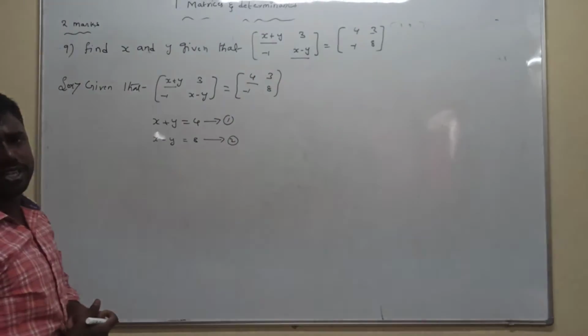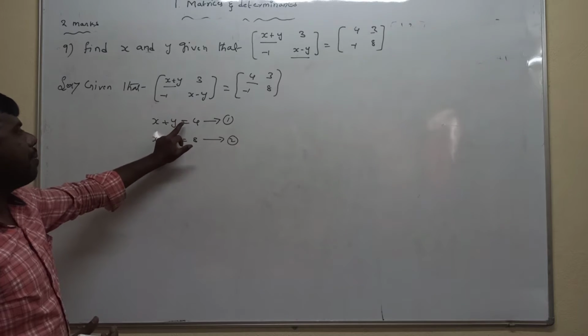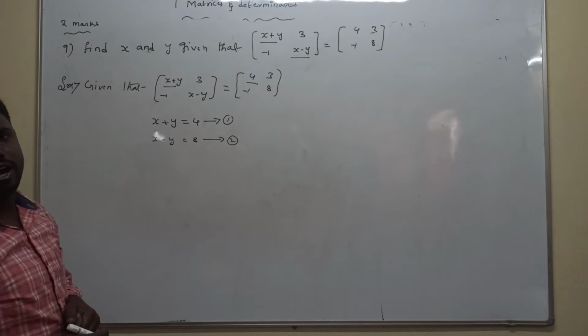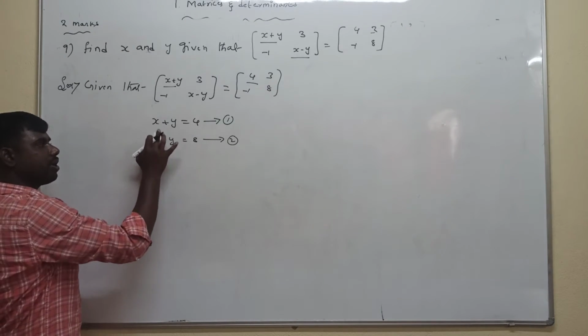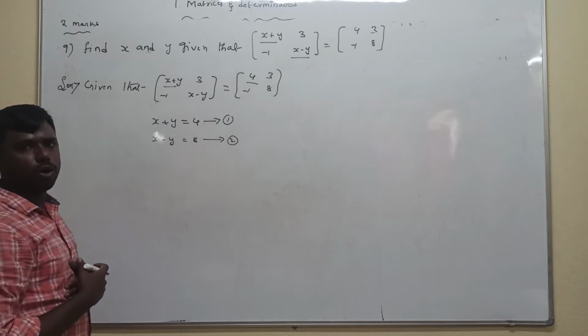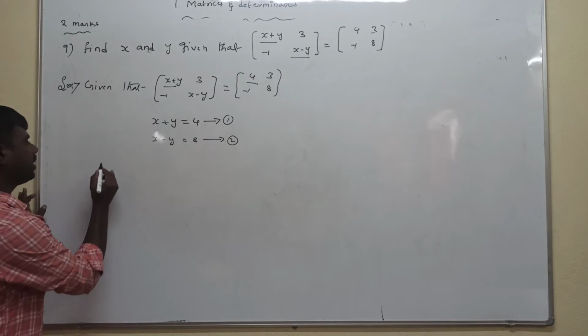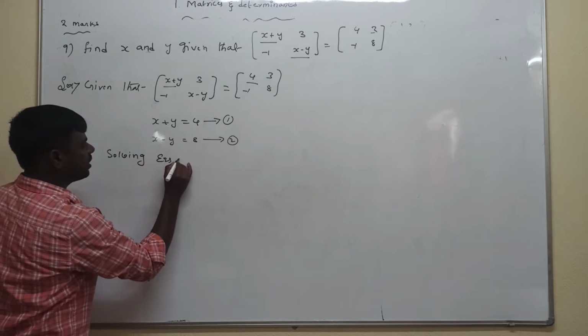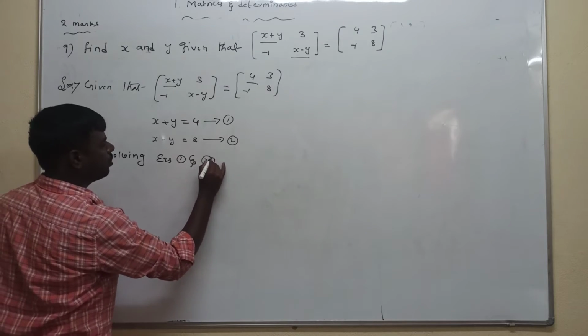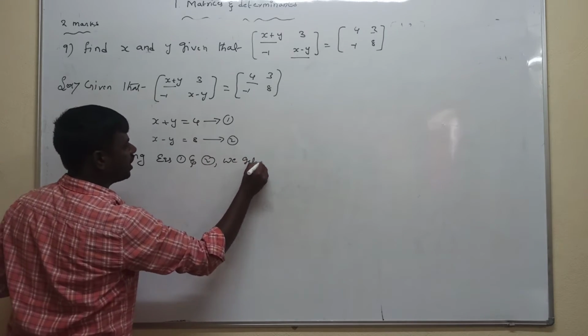Finally we get the two equations, and we use the elimination method to find x and y. Observing here, the x variable and y variable coefficients are equal in magnitude, so directly elimination is possible. That's why we solve equations 1 and 2.